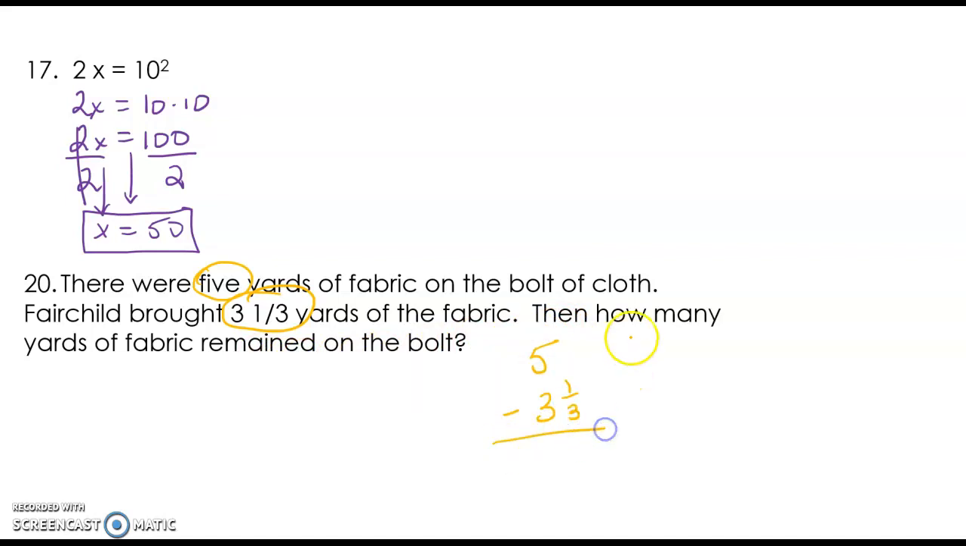So this is one of those that we're going to have to borrow. We're going to borrow 1, and the one that we're going to borrow is 3 over 3 so that we can subtract it. Okay? Remember, 3 over 3 is 1, 4 over 4 is 1, 5 over 5 is 1. So 3 minus 1 is 2/3, and then 4 minus 3 is 1.